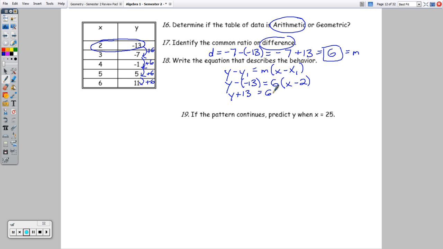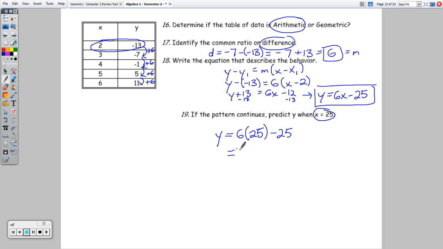So that would be the point slope form. If I wanted to get slope intercept form, I could distribute that 6 through to both pieces here. So I'd have 6x minus 12, subtract 13, and you'd be left with y equals 6x minus 25. And then from there, the pattern continues. You're going to predict y when x is 25. So you'd have y equals 6 times 25 minus 25. That's 150 minus 25. So 125 would be the predicted value there.